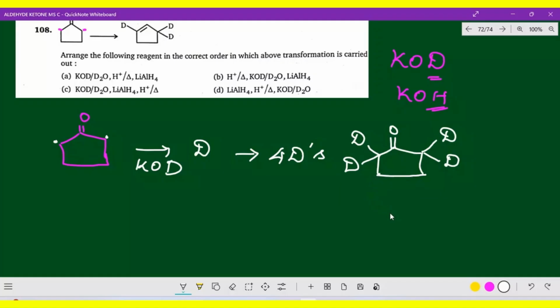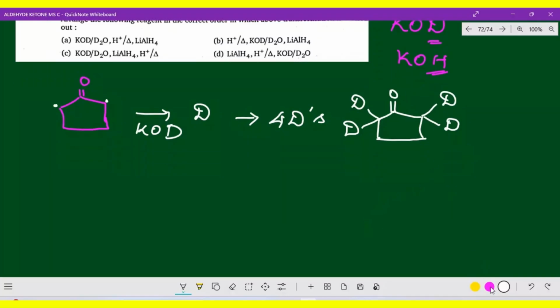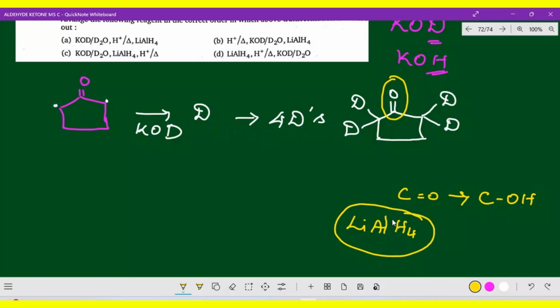Now the carbonyl carbon can be reduced to an alcohol. See, at this point the C double bond O is there, no? At this point also the C double bond O is there, no? So C double bond O can be converted to COH. That means which reagent can be used at this point? Lithium aluminum hydride.